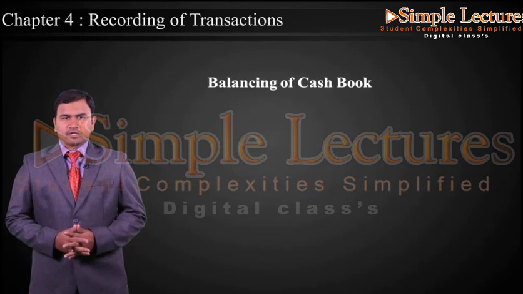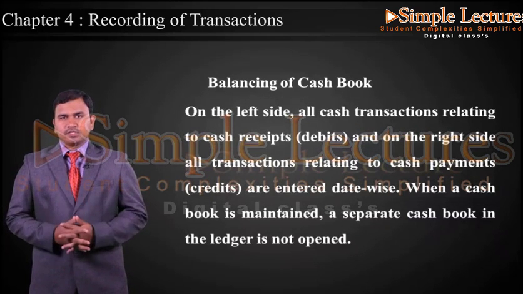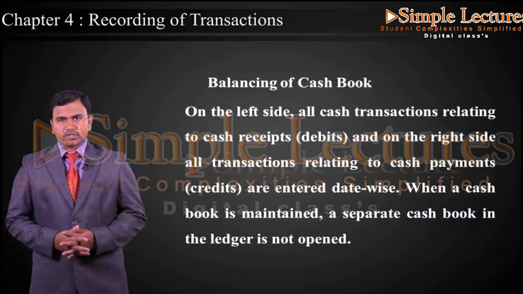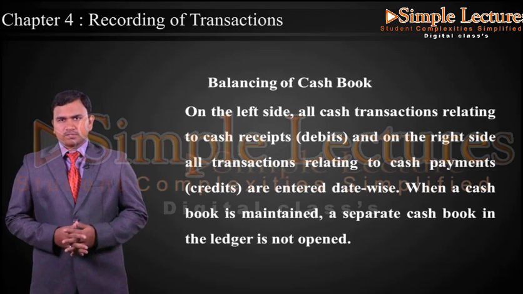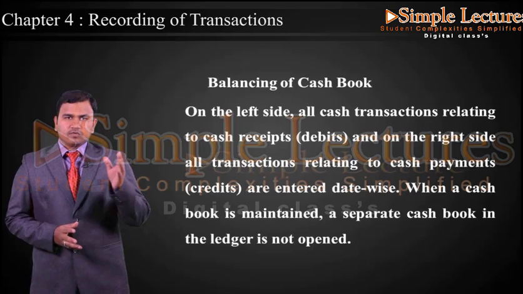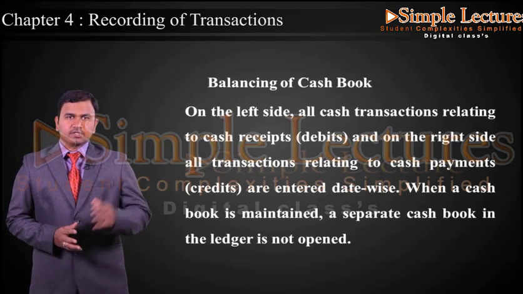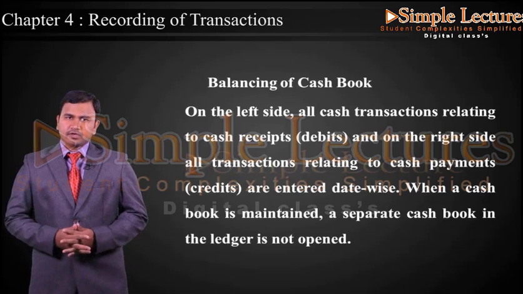Balancing of cash book. So now coming to the cash book, we already discussed that when coming to the cash book we are going to apply the real account rule here. So now coming to the real account rule, debit what comes in and credit what goes out, and we can take it as whatever receipts we have we are going to take in the debit side, and whatever payments we have we are going to take in the credit side.